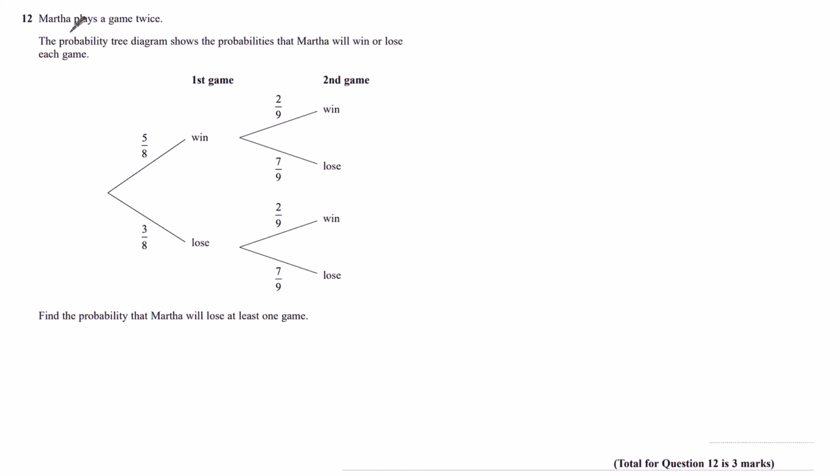Question 12. Martha plays a game twice. The probability tree diagram shows the probabilities that Martha will win or lose each game. Find the probability that Martha will lose at least one game.